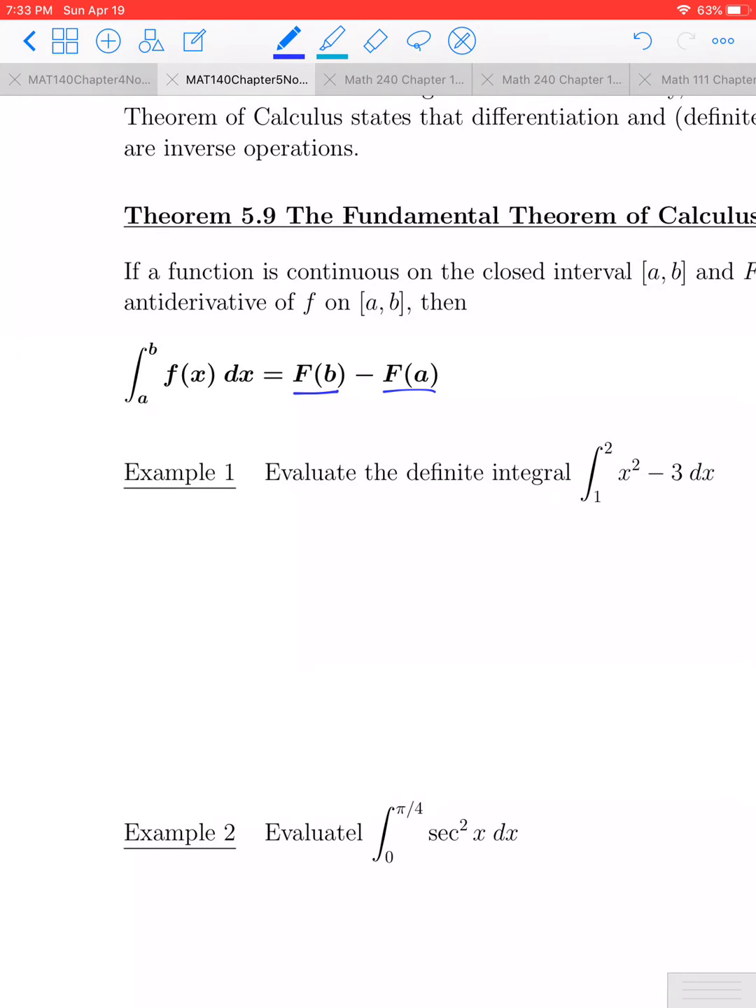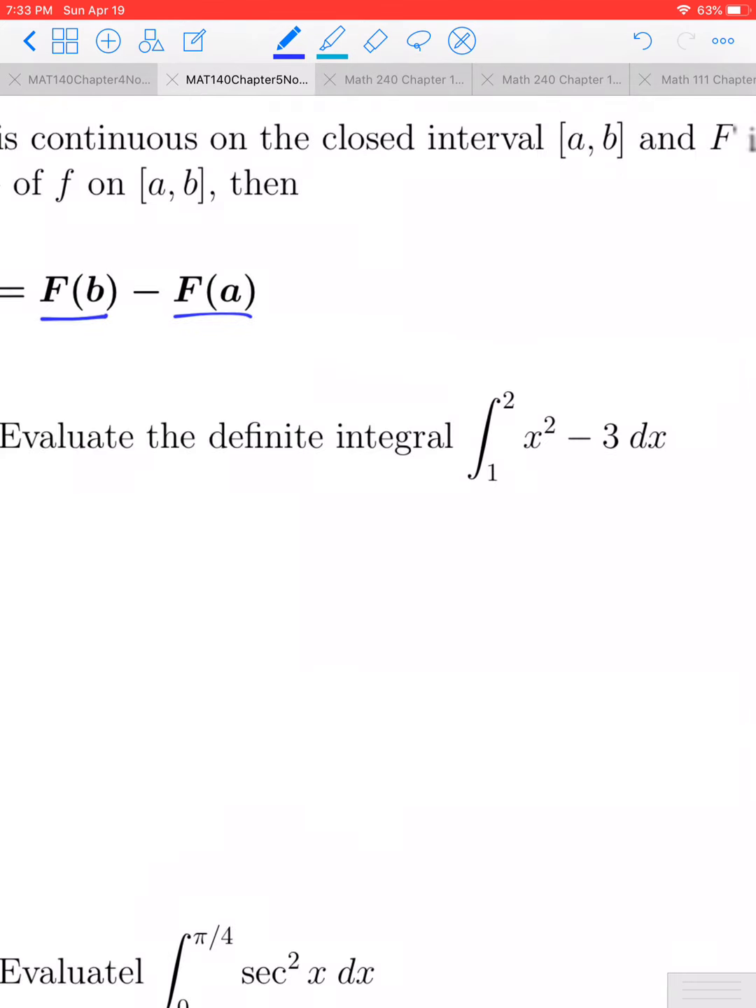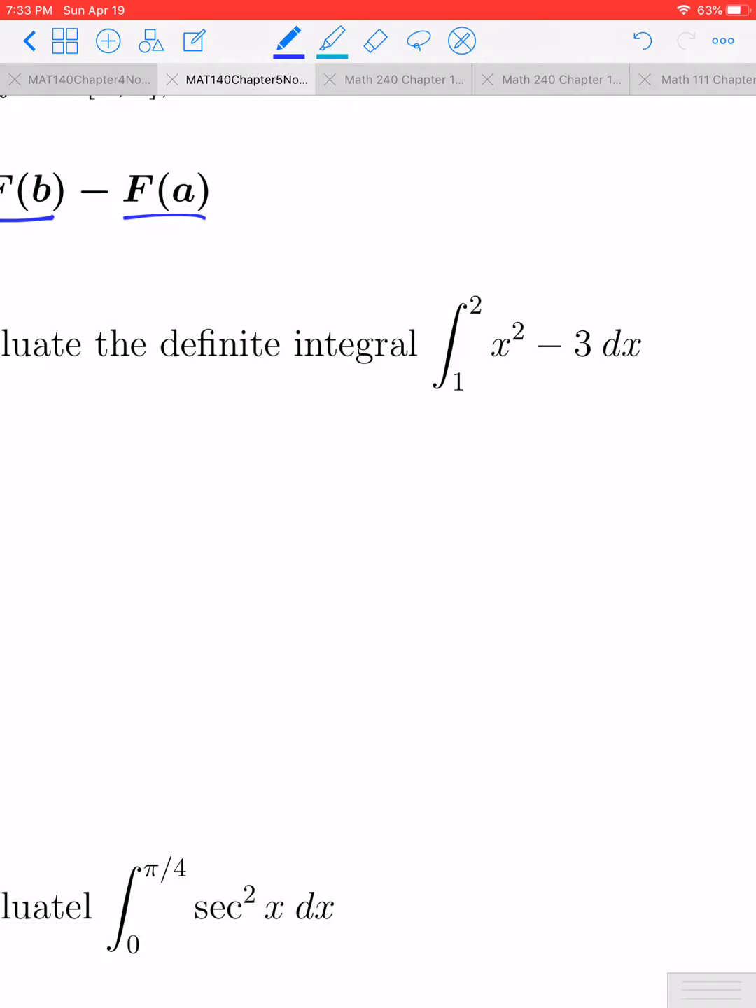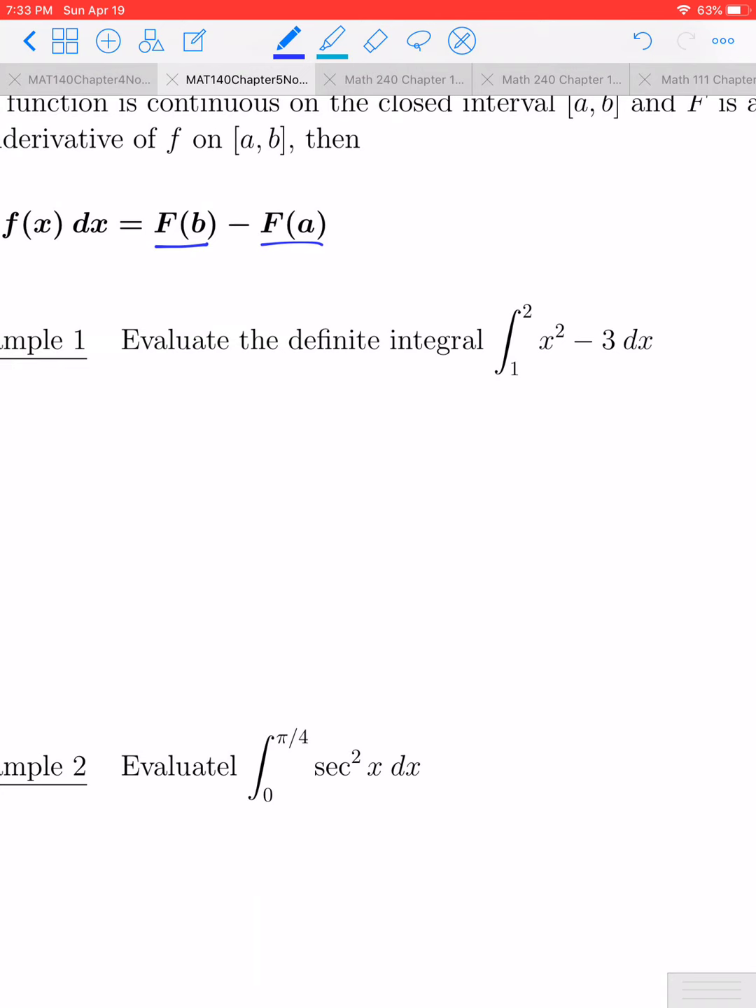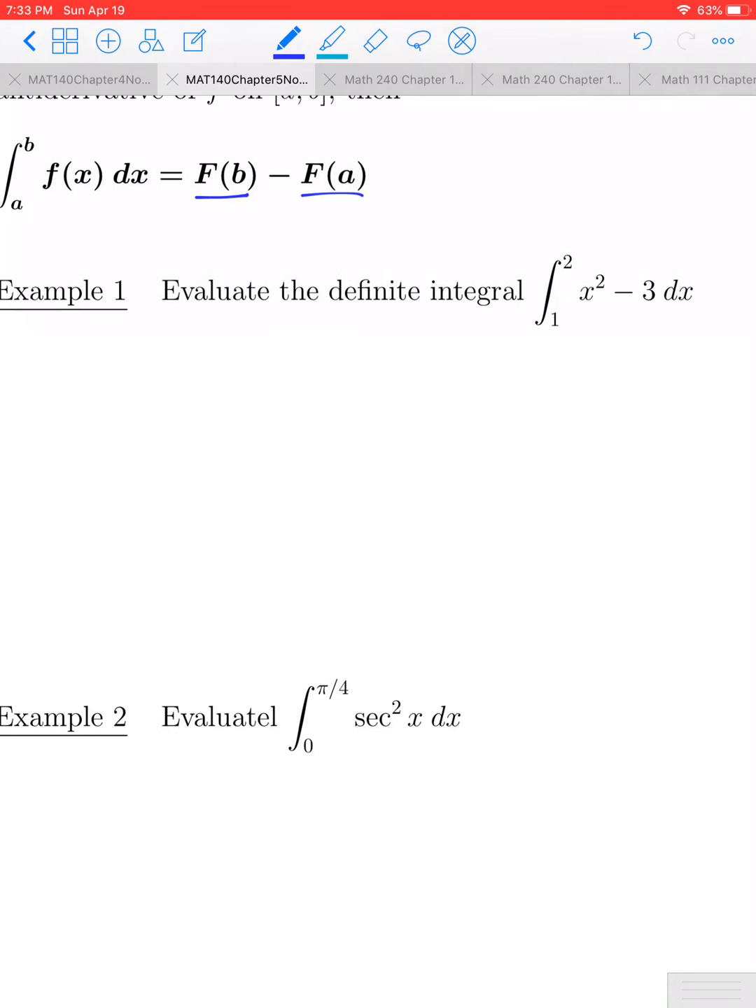Let's take a look at the first example. We want to evaluate the definite integral from 1 to 2 of x squared minus 3. According to this fundamental theorem of calculus, we just need to find an antiderivative for x squared minus 3. That part we know how to do. We can use the power rule. I can add 1 to the power, divide by the new power, minus the antiderivative of 3, which is going to be 3x.